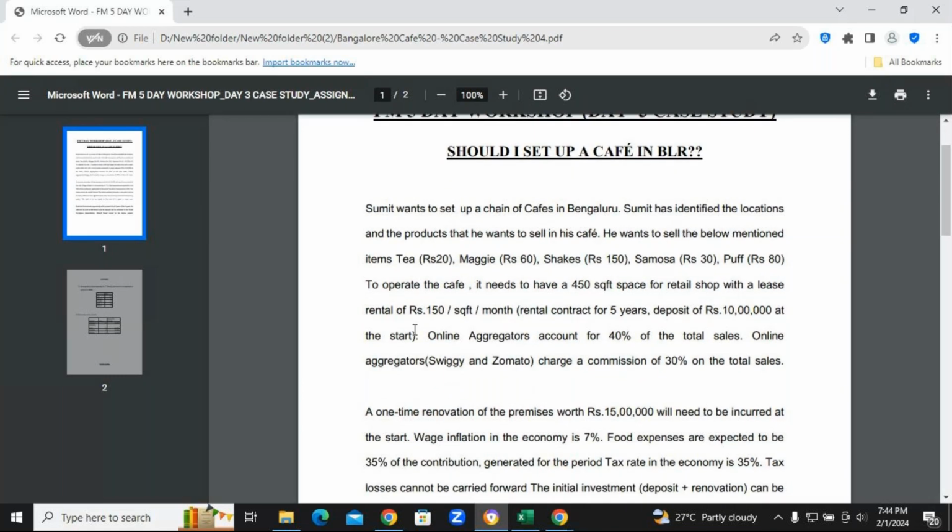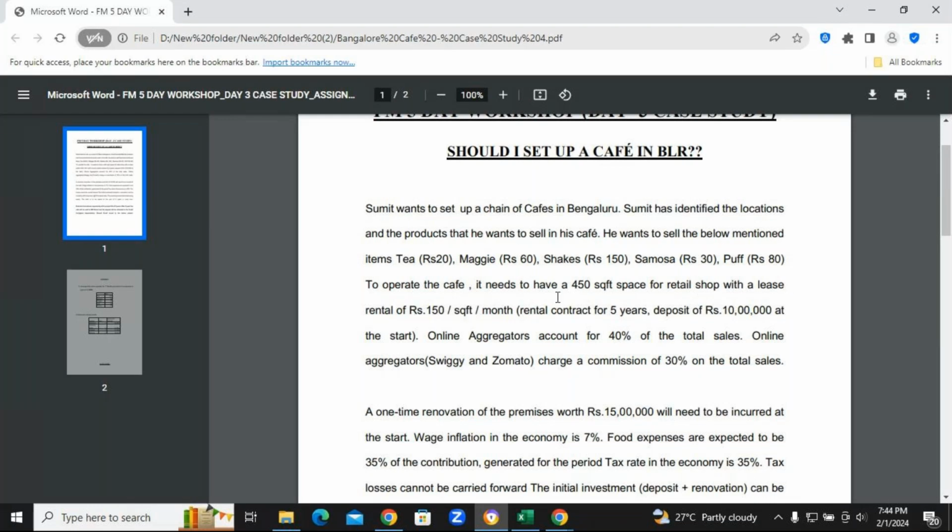Tea he is planning to sell for 20 each. So per tea it will be 20 rupees. Maggi 60 rupees, shakes 150 rupees, samosa 30 rupees, puff 80 rupees. To operate the cafe, it needs 450 square feet of space for a retail shop with a lease rental of 150 per square feet per month.